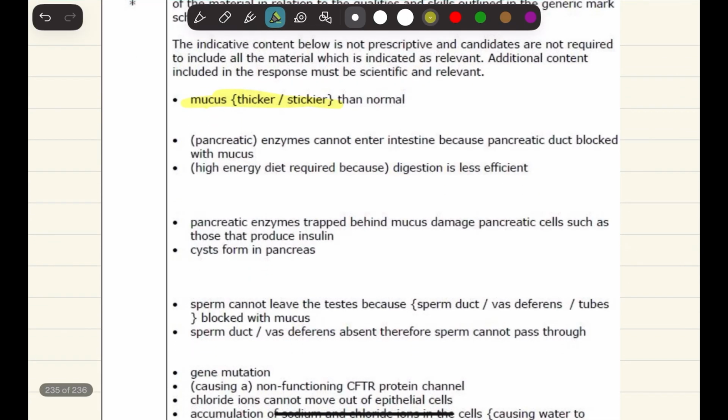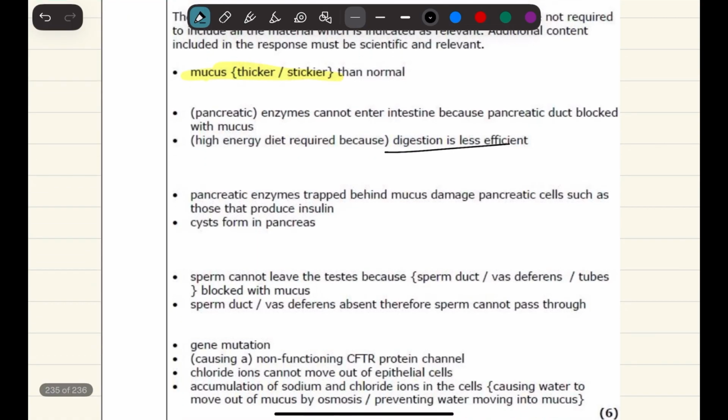Like we said, pancreatic enzymes can't enter the intestine. I mainly mentioned the duodenum, right? Yeah? You need a high energy diet because digestion is less efficient. Or you could use pancreatic enzymes because that will help you to digest better. Either or would probably be accepted in the exam. Yeah. This is a bit of a similar point as well. Cysts forming in the pancreas might be nice to mention, just so you know.